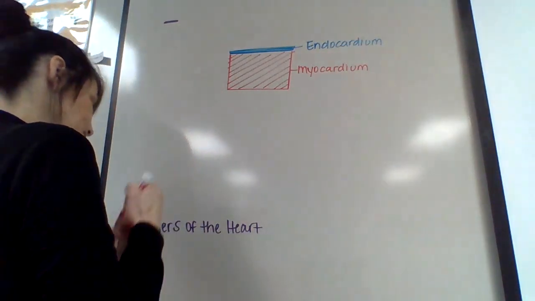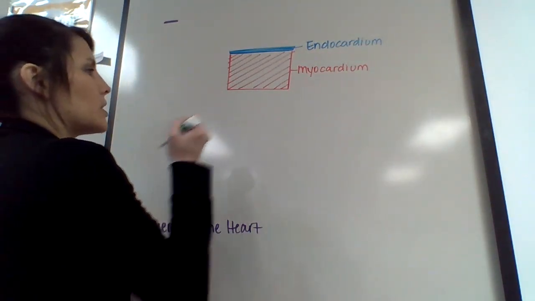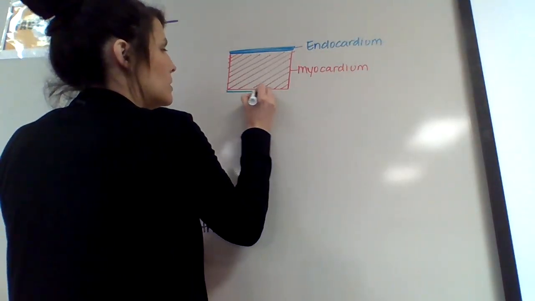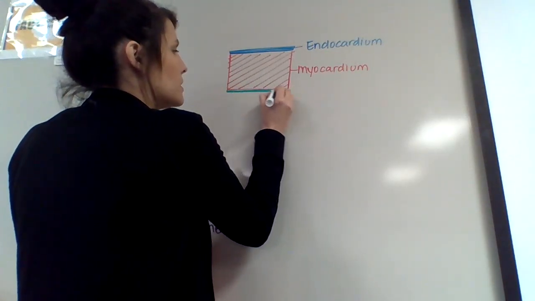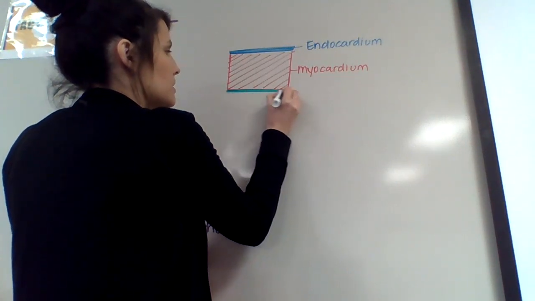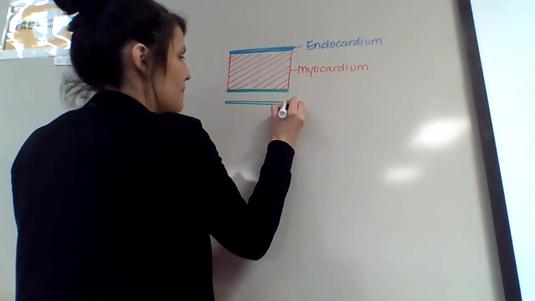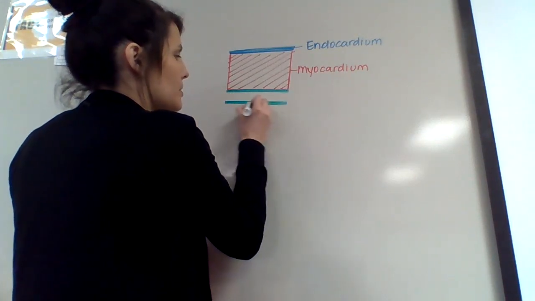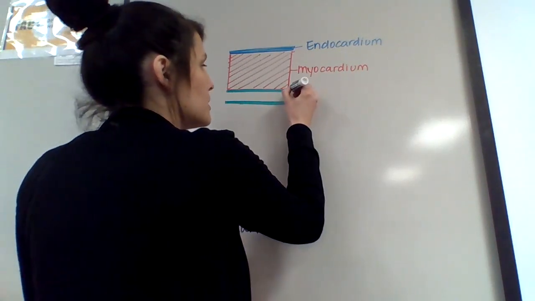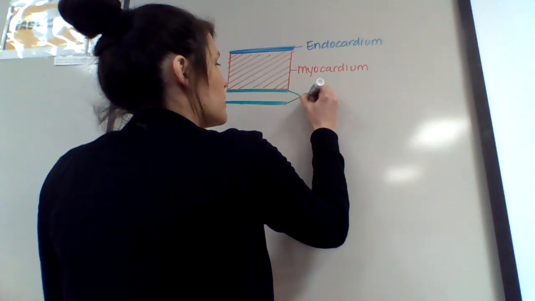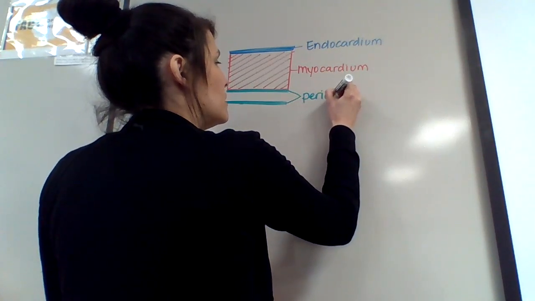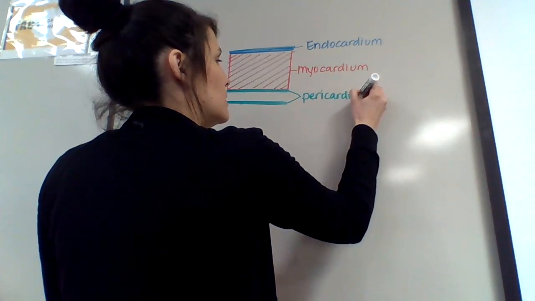Okay, and then we've got that outside layer that I talked about, so on the outside. It's fairly thin, and I'll discuss why it looks so thick in just a second. We're going to call this the pericardium.